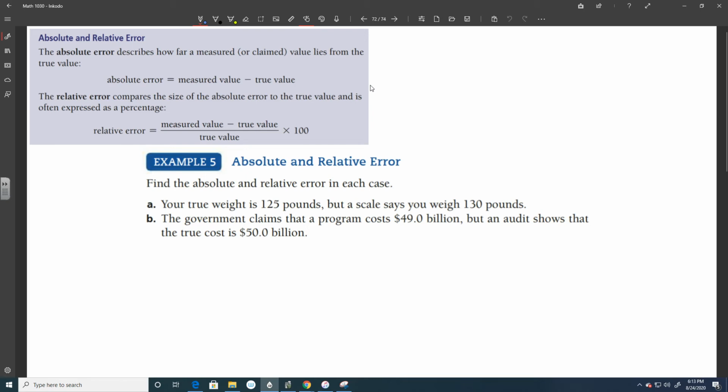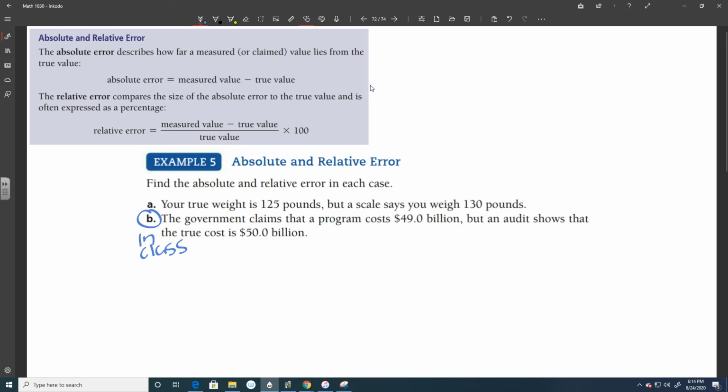Putting that into a couple of examples here, the video's starting to get a little bit long, so we might only do one of these, at least on the video. Let's do part B in class, and we'll talk about the weight situation. So let's say that your true weight is 125 pounds, but a scale says that you weigh 130 pounds.